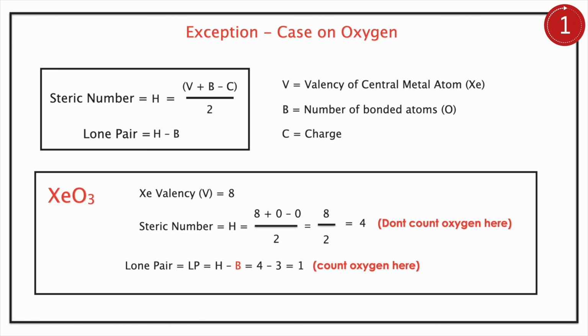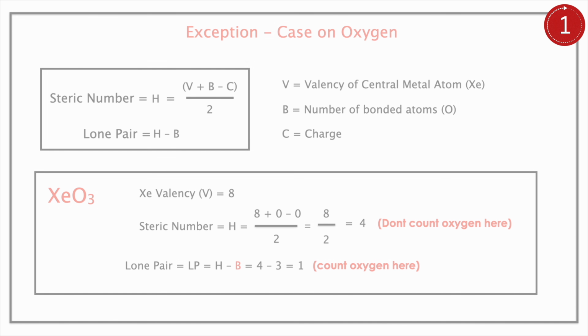In the lone pair case, you should count the oxygen. In that case, 4 minus 3 gives 1. So you should count oxygen when calculating the lone pair. Don't count it in the steric number.